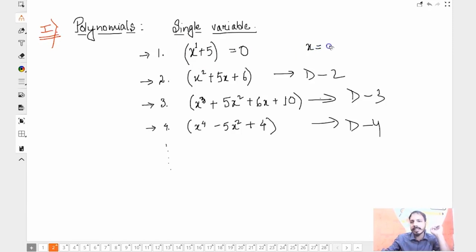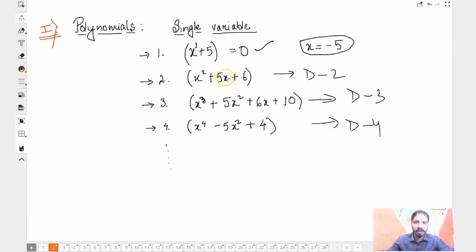I can say if x is equal to minus 5, and if I put this minus 5 here, this minus 5 and plus 5 will cancel each other, and I will have a 0. The value of this polynomial will become 0. That means this is the zero of this polynomial.